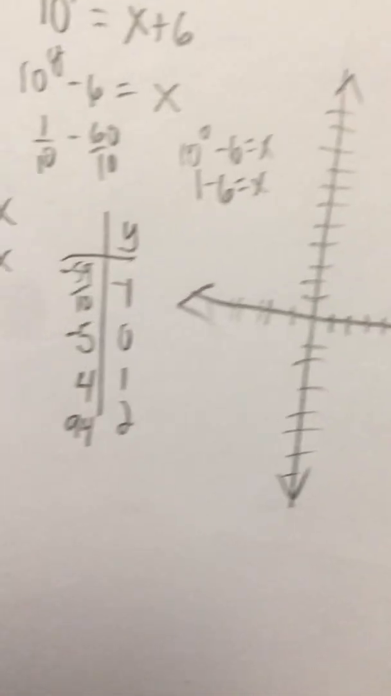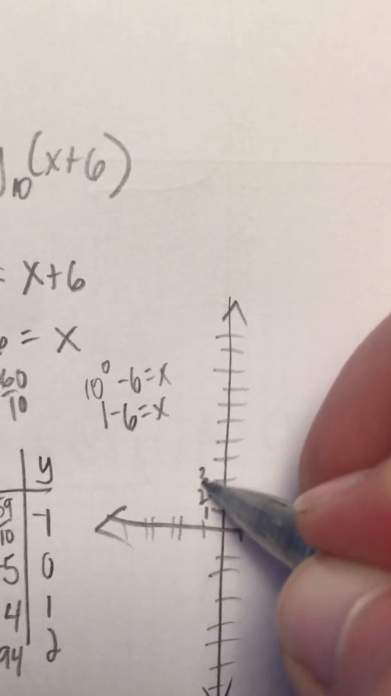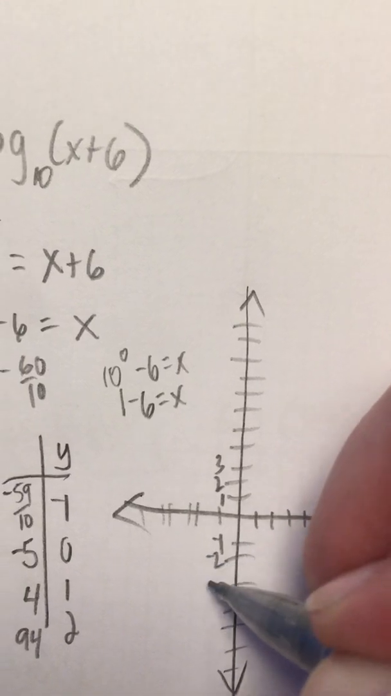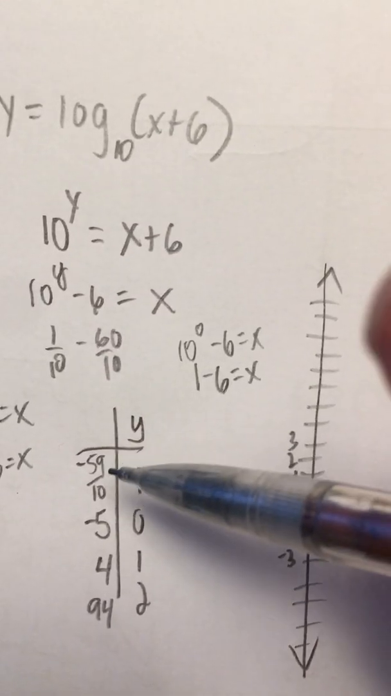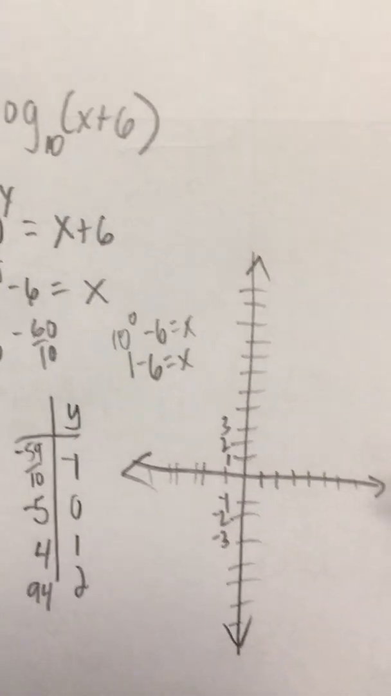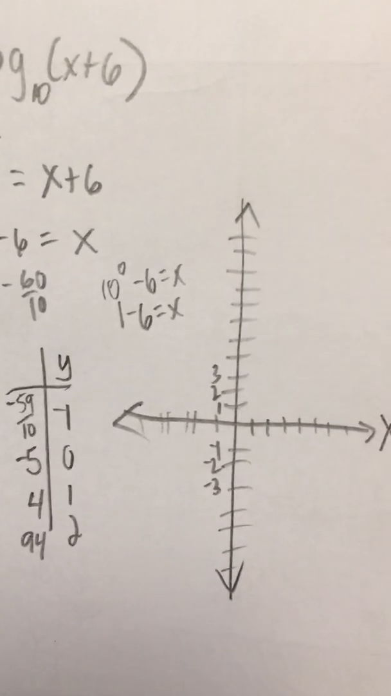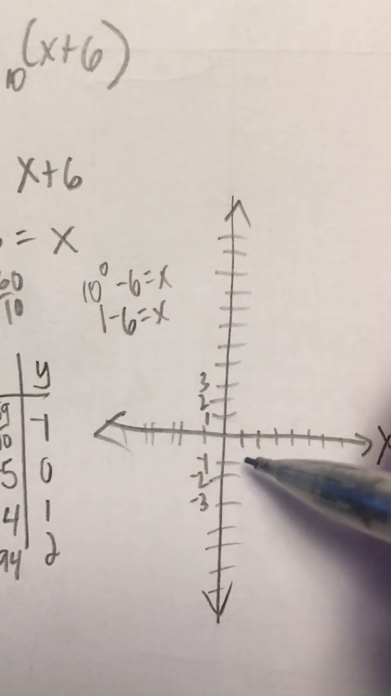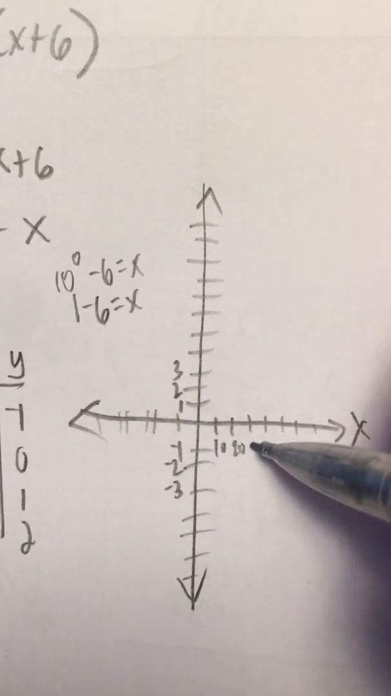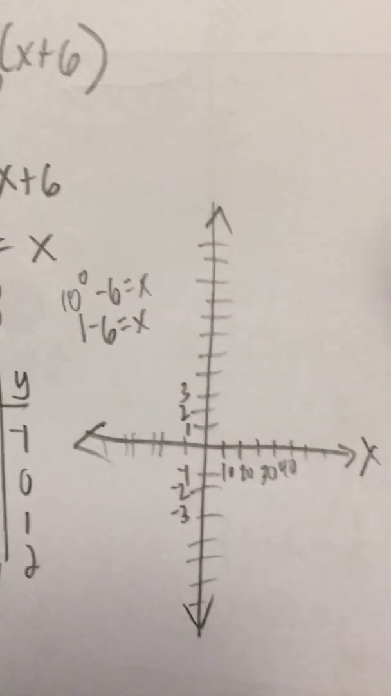Okay, so my y's I'm going to count by ones. On my x-axis, I'm going to go ahead and count by maybe 10s because I got to graph that 90: 10, 20, 30, 40.